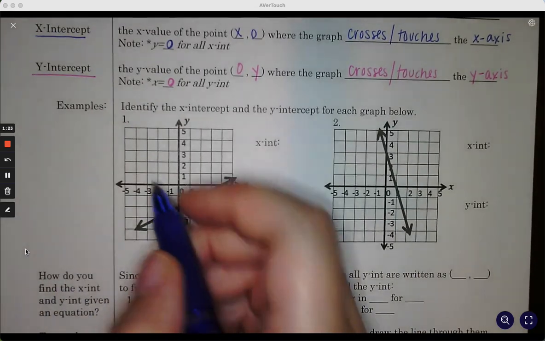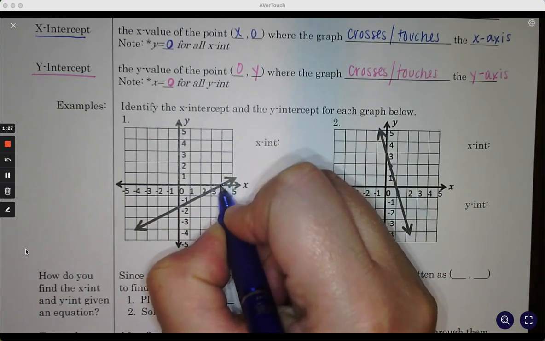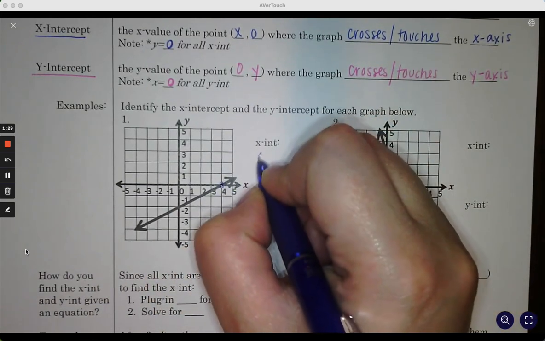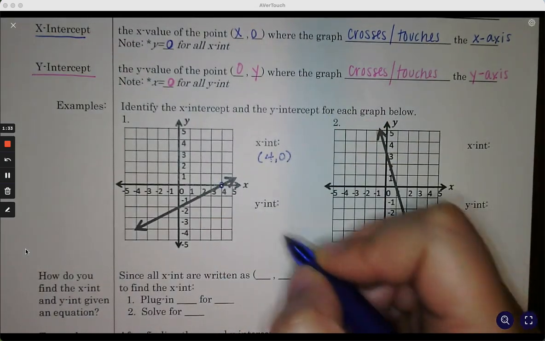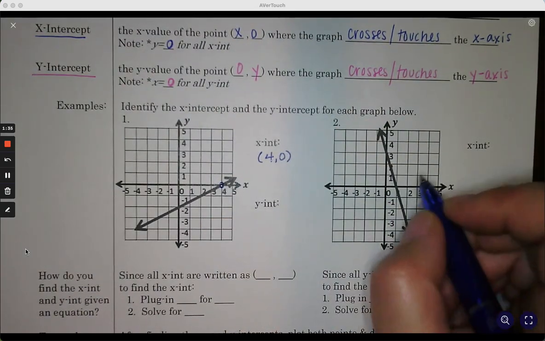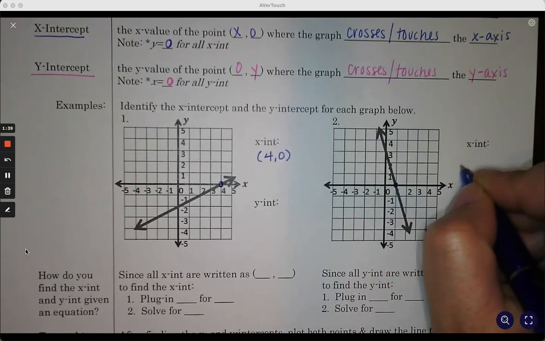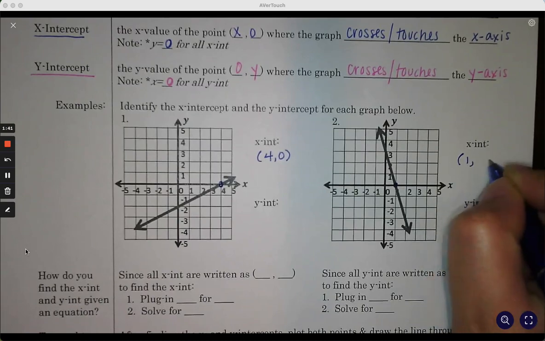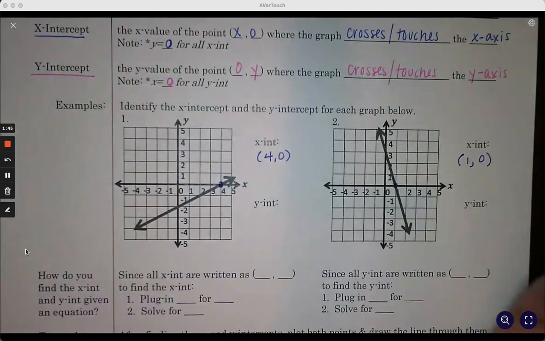So the x-intercept has to cross the x-axis, so right here, and that's going to be 4, 0. Okay, because I have my blue pen, I'm just going to do this one over here too. X-intercept 1, 0.